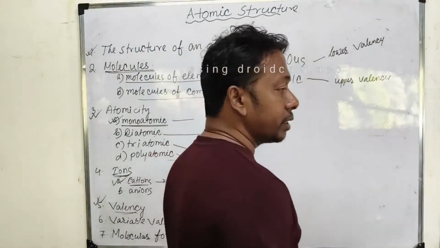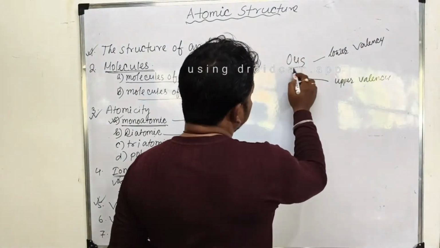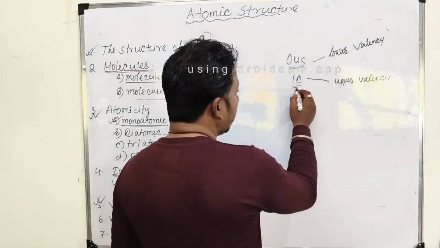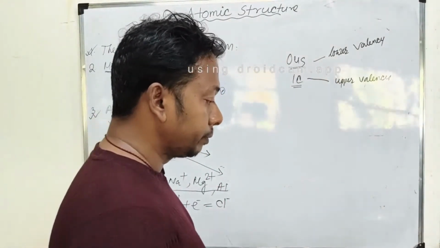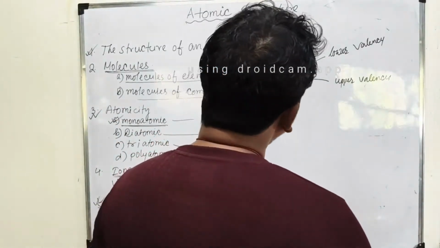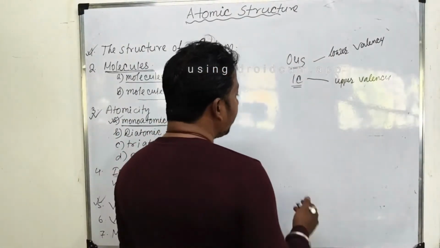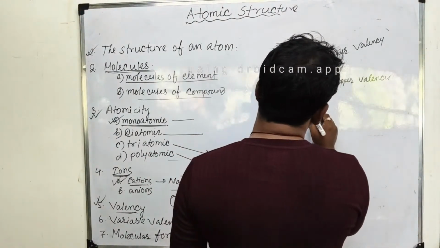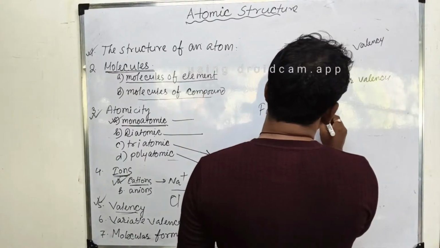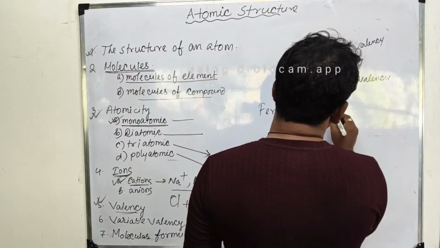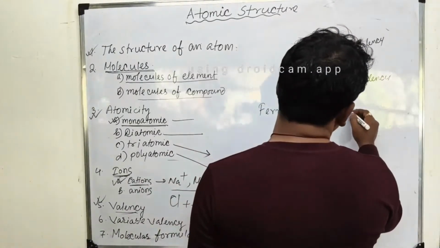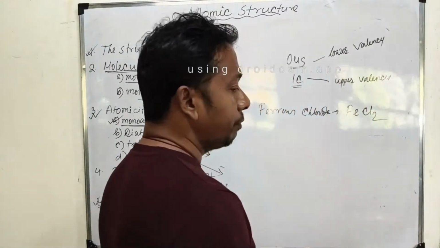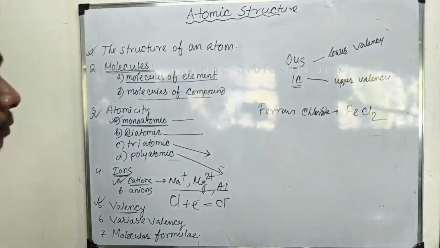So whenever we use the 2 valency, we use "ous" in the suffix. Whenever iron shows the 3 valency, in the suffix we use "ic". Clear or not clear? Okay. Think about ferrous chloride and ferric chloride. Ferrous chloride, that is the symbol FeCl2. FeCl2, ferrous chloride.